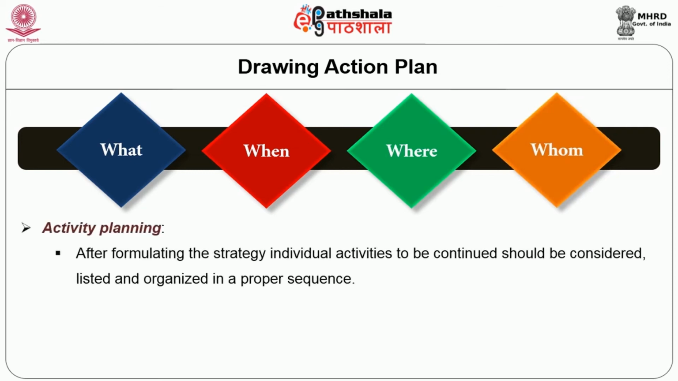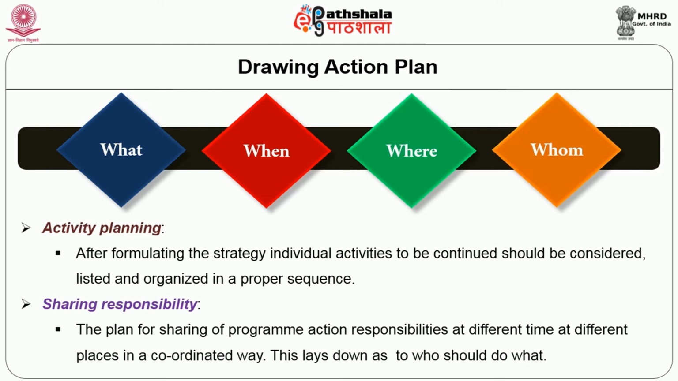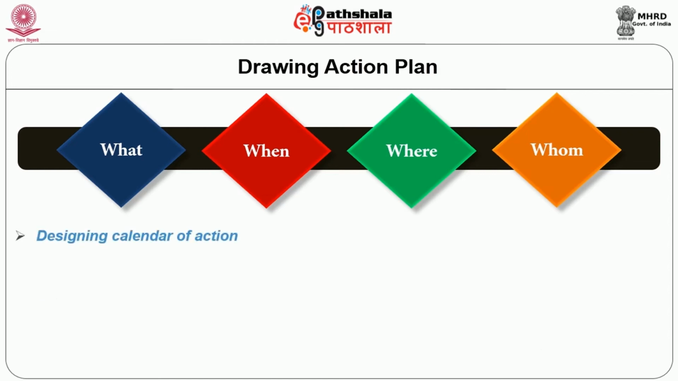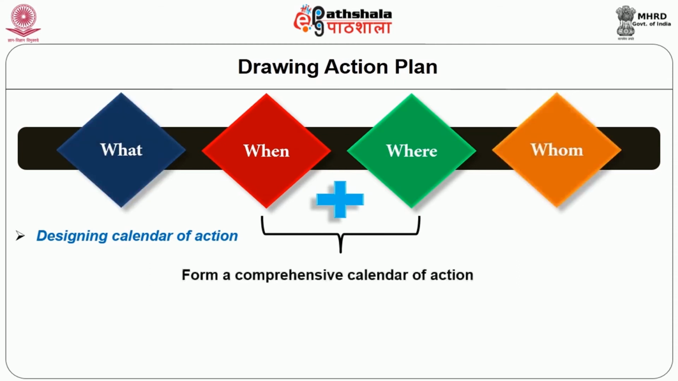After formulating the strategy, individual activities to be carried out should be considered, listed and organized in a proper sequence. Sharing responsibility: the plan for sharing program action responsibility at different times and different places in a coordinated way. This lays down who should do what. Designing a calendar of action: the dimension of when and where has to be added, and by whom, to form a comprehensive calendar of plan or work. This is a key element in program execution.